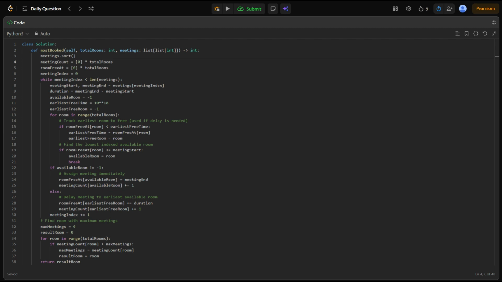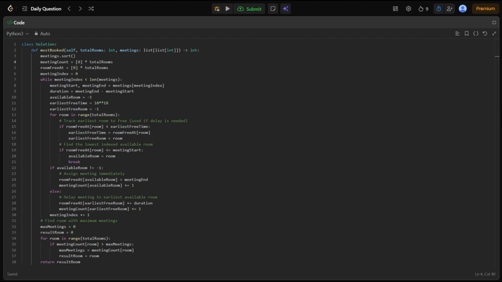We check if any room is free before or exactly at the meeting's start time. If yes, we immediately assign the meeting to the lowest indexed available room. At the same time, we also track which room becomes free the earliest. This is important if no room is available right now.